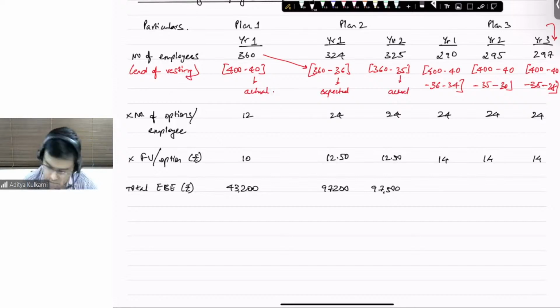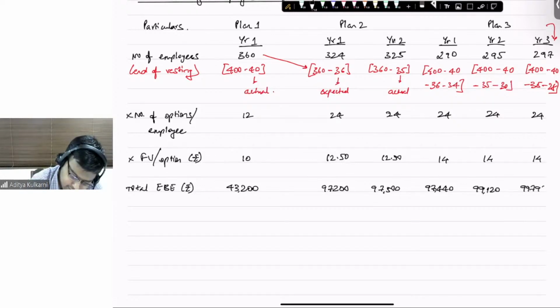Here 290 into 24 into 14 is 97,440; 295 into 24 into 14 is 99,120; and 297 into 24 into 14 is 99,792. Okay, so this is the total EBE, and this I will prorata.